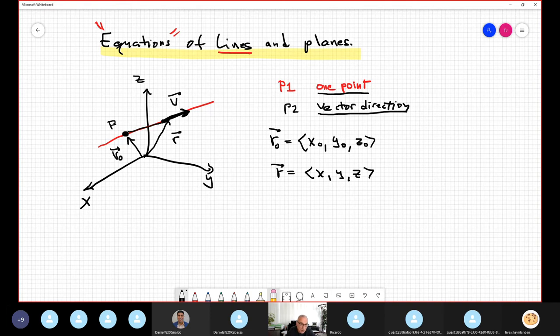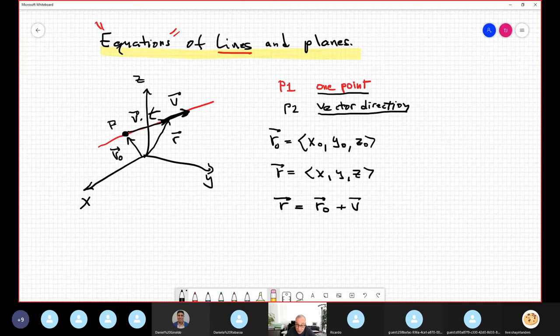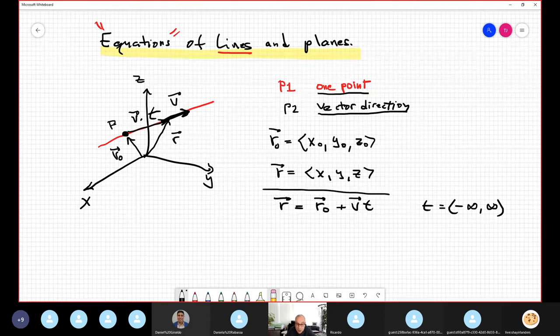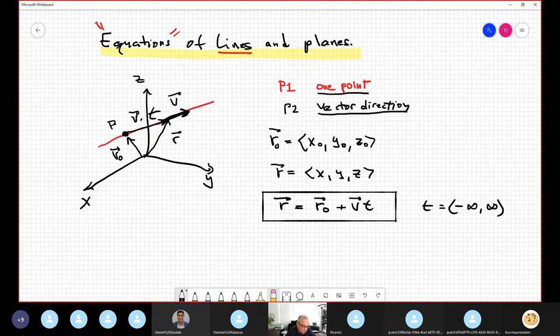Now, this vector is the vector B multiplied by one specific scalar. I call it T. So the equation is: a position vector to any point on the line is equal to R null, the given point on the line, plus the direction vector multiplied by T, and T represents a scalar. This is the equation of the line in vector form. Vector equation. This is important. This is the reason that we study vectors, because vectors help me to understand this.